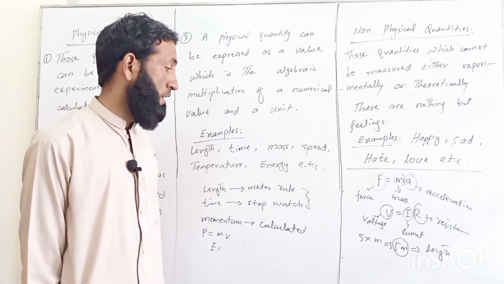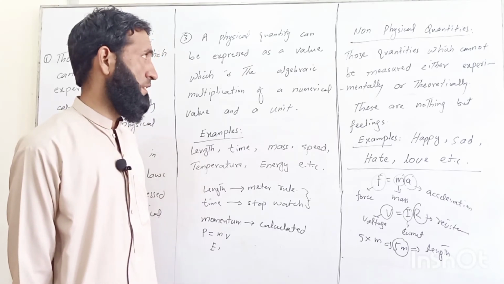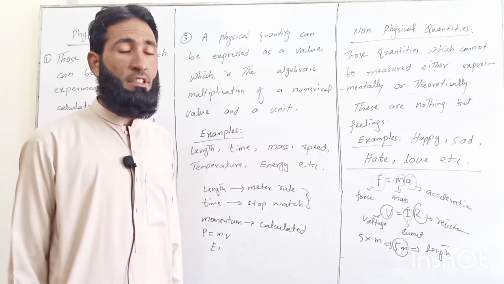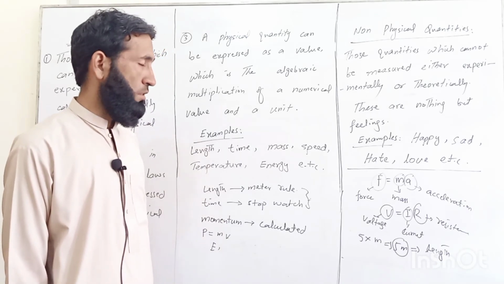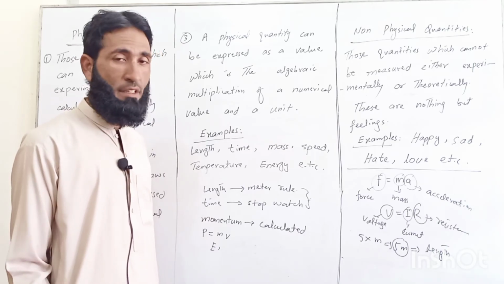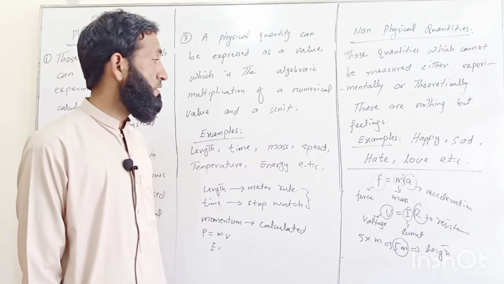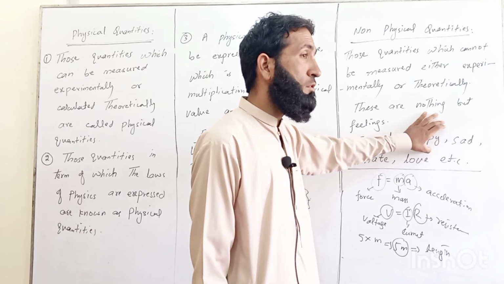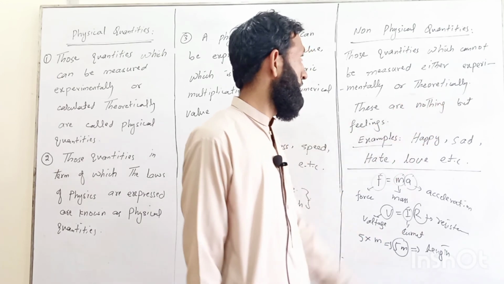This is another definition. There are some quantities which are known as non-physical quantities. So what are non-physical quantities? Those quantities which cannot be measured either experimentally or theoretically are known as non-physical quantities. These are nothing but feelings, for example, happiness, sadness, hate, love, etc. These cannot be measured using theoretical calculation or experimental techniques. So these quantities are known as non-physical quantities.